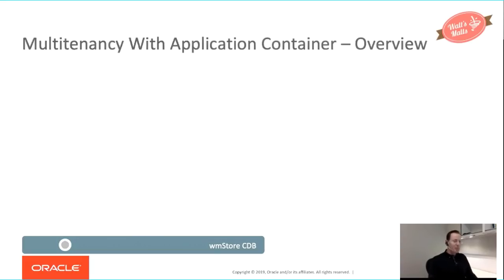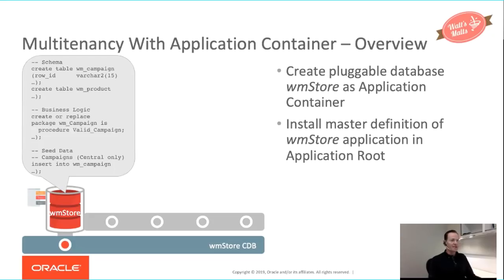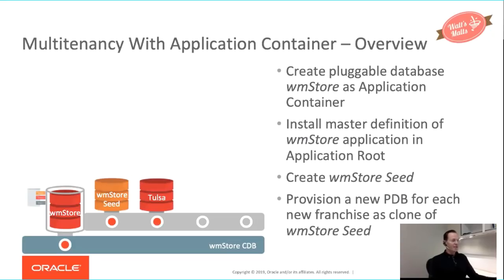A good example is a store that sells something, in this case malts, and they have an application that they use to manage their business. They've decided that they want a franchise. So to make use of this architecture, first, they can create a pluggable database as an application container, and then install their master definition of their application in the application root. Then they can create a seed and pre-sync that application with that. And then finally, whenever there's a new franchise, like in Tulsa or Tahoe or New York, they can provision from that seed and the application will be pre-seeded in there.